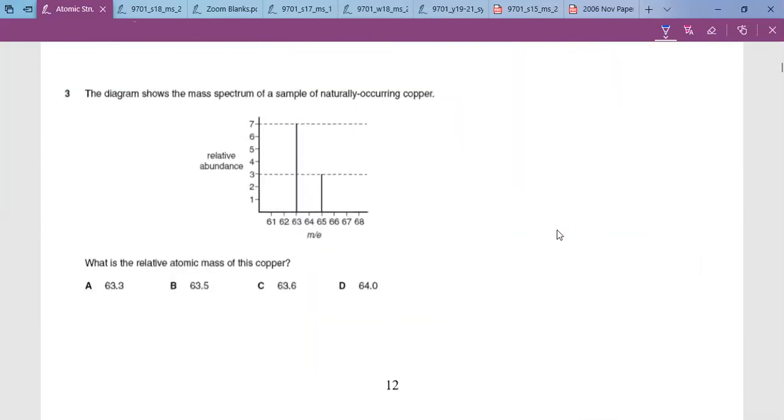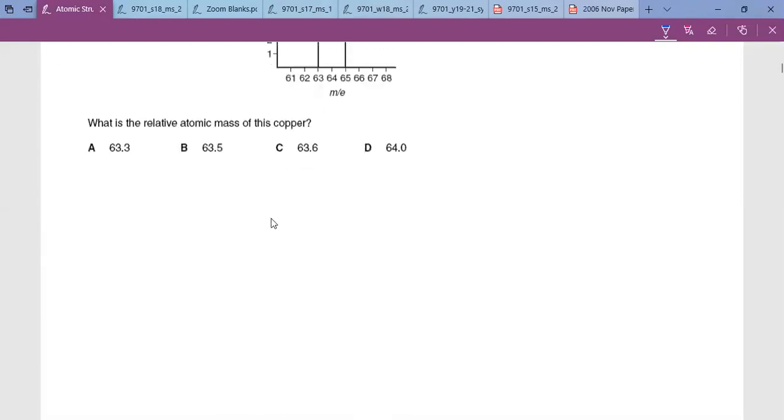Now this is the first one. The diagram shows a mass spectrum of a sample of naturally occurring copper, 63, and the isotopes must be whole numbers, cannot be half, is it not? So, of course, to find the relative atomic mass, very simple: 7 times 63 plus what? 3 times 65, divided by how much? 10, is it? Of course, you get this one now.